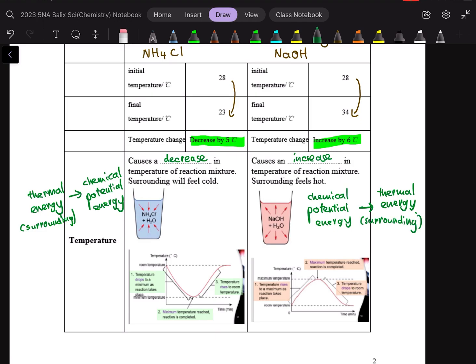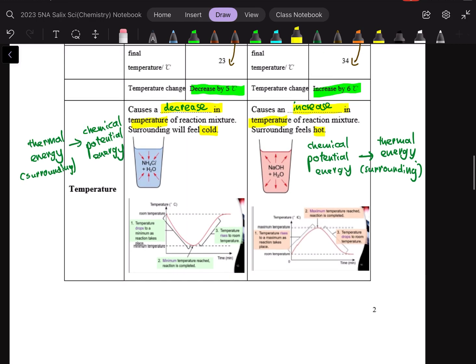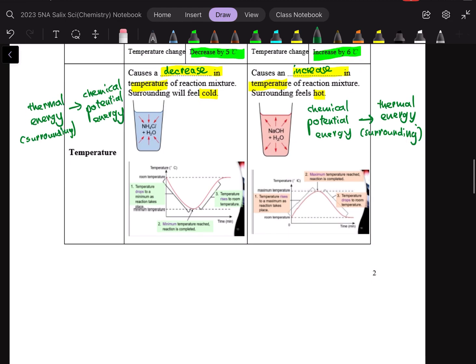Right, okay, so that's why for one there's an increase in temperature, and the other one, there's a drop in temperature. So endo, you often experience a drop in temperature. Exo, an increase in temperature. So the surrounding feels hot, and this one the surrounding feels cold.